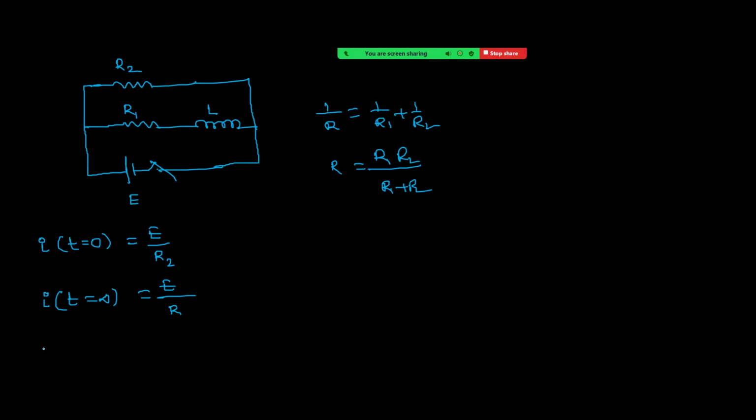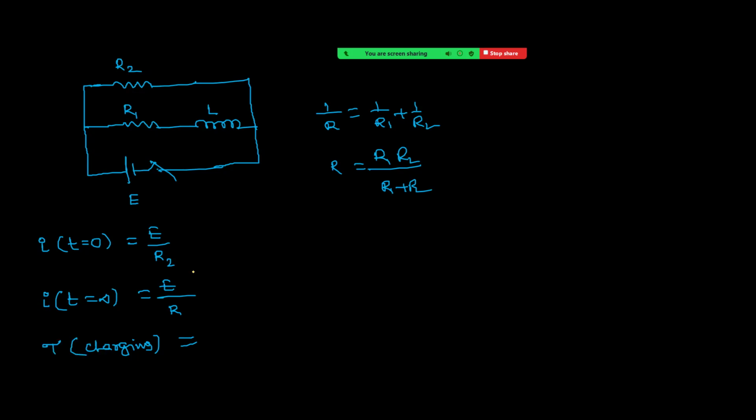And you can see the time constant during charging. During charging, you can see this battery and R2 is one separate circuit. Next, this battery and this R1 and L is another separate circuit. Both are separate. So growth of current is not depending on the resistance R2, because both are completely independent.